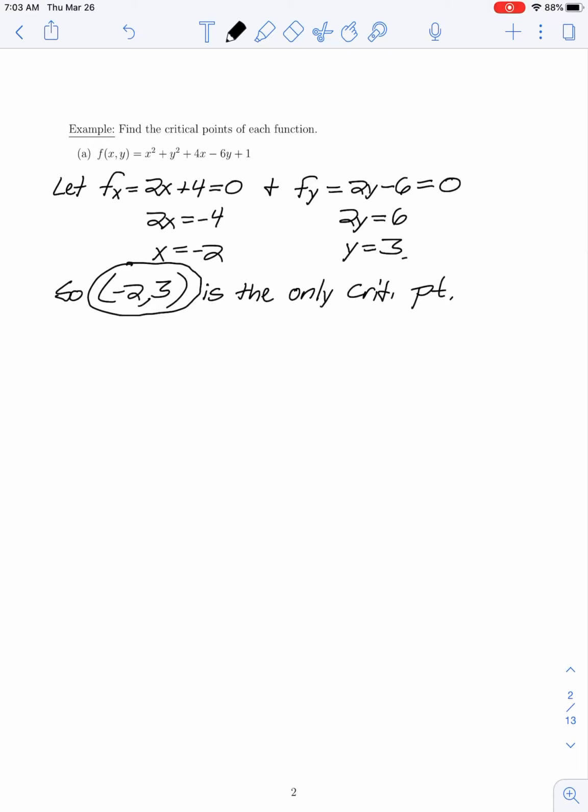Now recall in the definition of a critical point, we said, well, there are points where our partial derivatives are either 0 or our partial derivatives are undefined. In this example, both of our partial derivatives with respect to x and y were polynomials. They're defined everywhere. So the only critical points that we see in this case are points where both partial derivatives are 0. So let's look at another one.